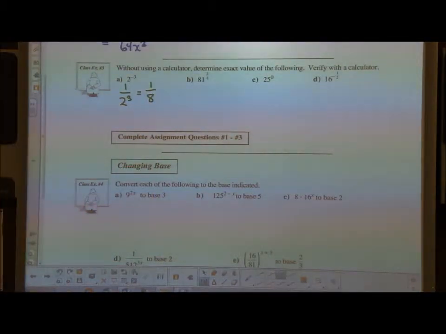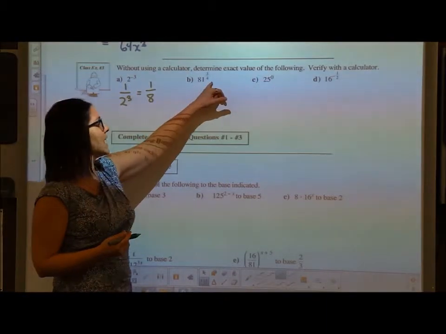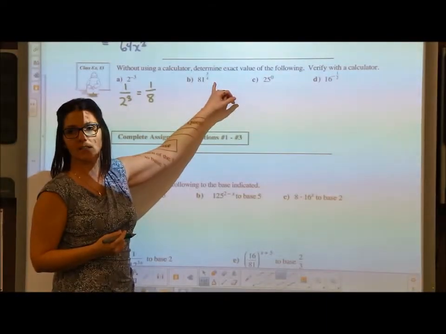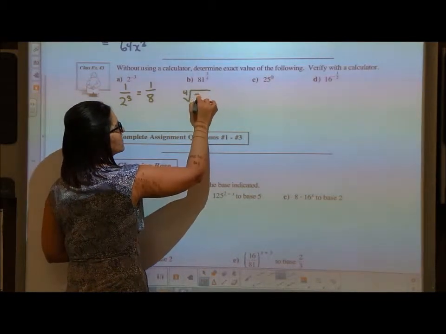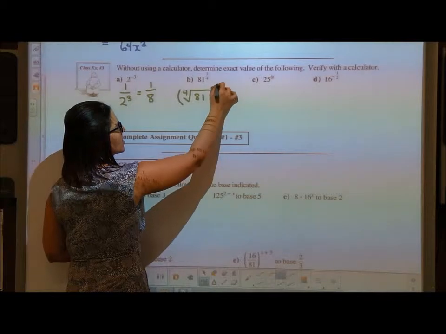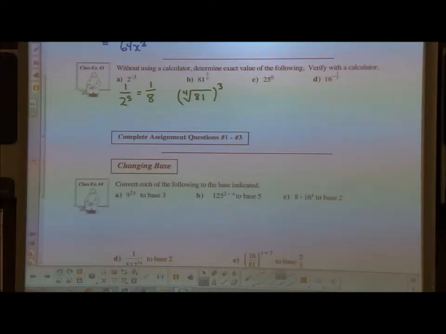Okay? With 81 to the power of 3/4, this 4 is an index. So it becomes the 4th root of 81 cubed. So the 4th root means I want to think of a number that when I multiply it by itself 4 times, I'm going to get 81. 3.